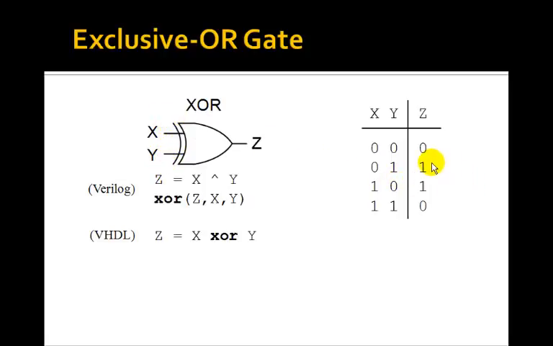And the output of the exclusive OR is 1 if either input is 1 and the other is 0. It's 0 if both are 1 or both are 0. So it excludes the case where both inputs are 1. In Verilog, we use this little hat symbol to indicate the XOR or exclusive OR operation. And Verilog also has the function XOR with output Z and inputs X and Y. In VHDL, again, you have to type out the word XOR.